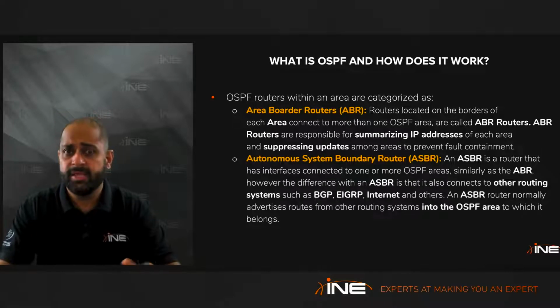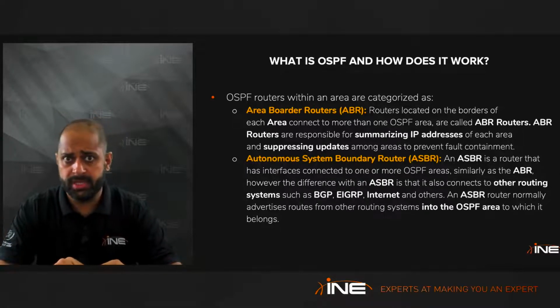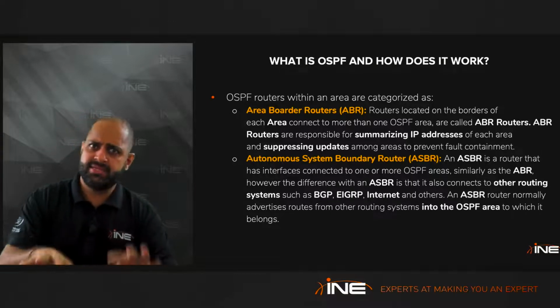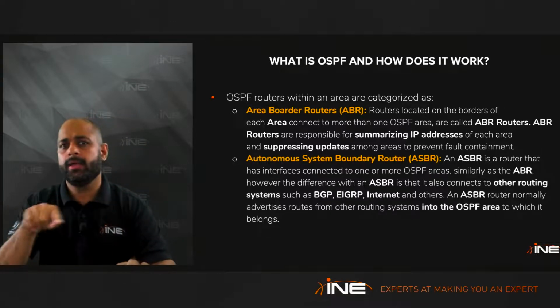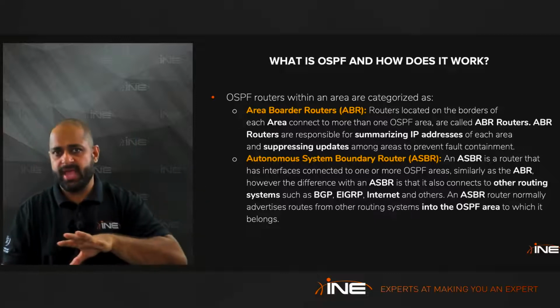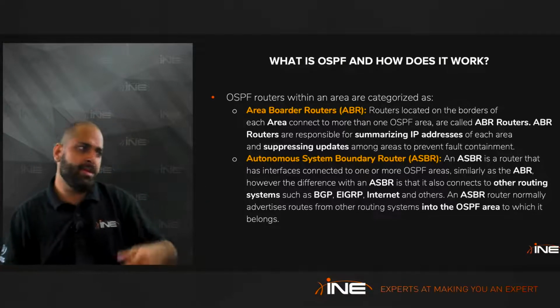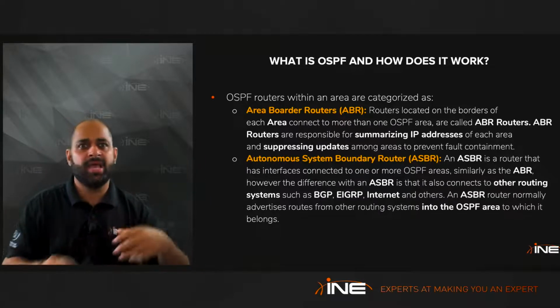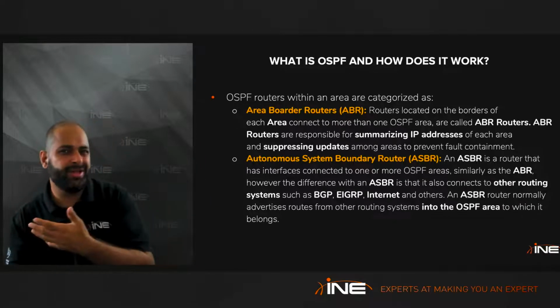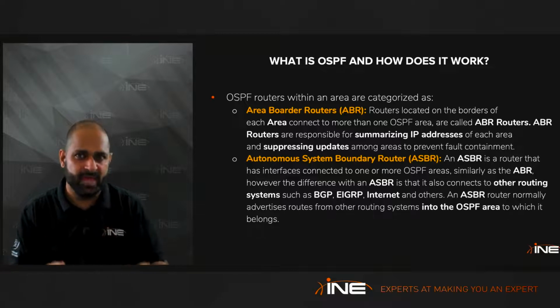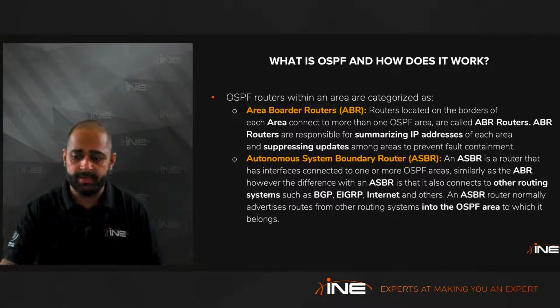Then we have the autonomous system border router, which is the ASBR. This is the router which is redistributing other protocols into OSPF. So maybe a router that connects to an ISP, learns routes through BGP, and redistributes certain routes from BGP into OSPF. It would be called an ASBR.